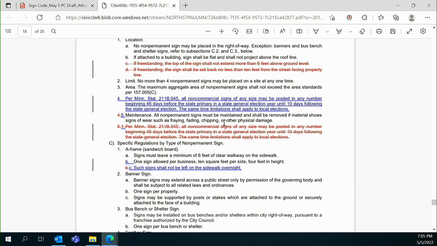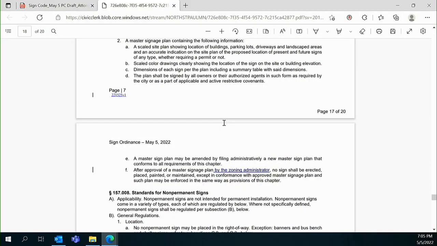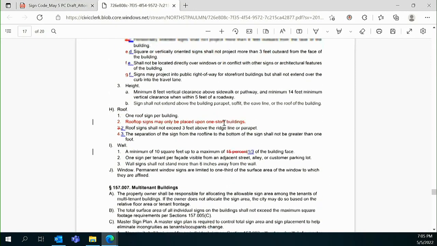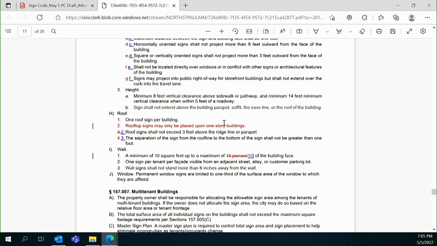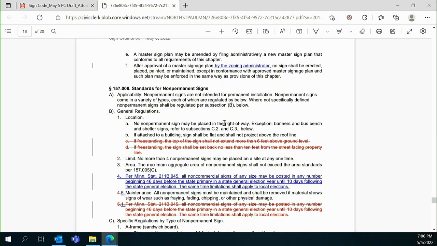It says, for non-permanent signs, the maximum aggregate area of non-permanent signs shall not exceed the area standards per 157.005C. Where do you see that? Page 18 of 20. 157.008, non-permanent signs, E4. So we're referring back to the same table, and we're talking about non-permanent signs. Okay, and then tell me where it says what the aggregate is with the max. On page 18? Yep, regarding item bullet B3. Got it. Shall not exceed, refers to the same table.